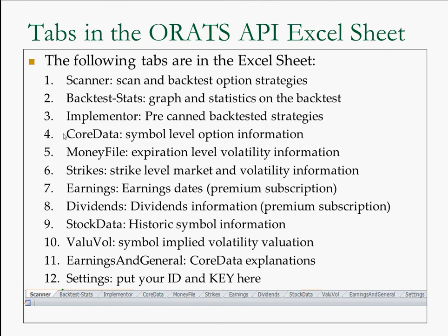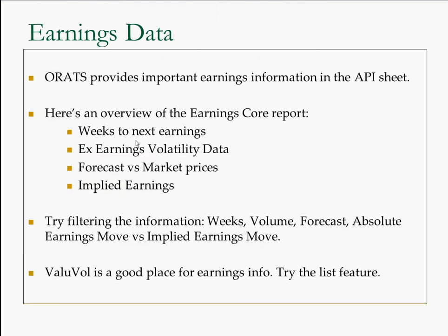We're going to look in the core data tab of all the tabs in the sheet, and we're going to narrow it down by weeks to next earnings, look at some X earnings volatility data, and look at our forecast. ORATS makes a forecast of future volatility. We want that in our favor when we're looking for over or undervalued situations, and we're looking at implied earnings. And then we'll filter these down and copy the names into the value vol to take a closer look.